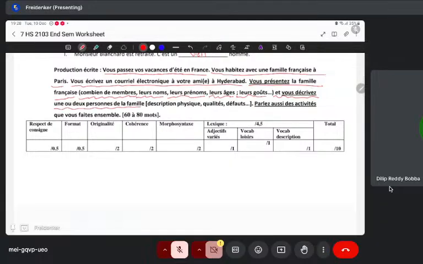So how are you supposed to describe? You have to give their physical description. What do you like about them? What are their faults? It's like now whatever we learned, you have to put into use. Also talk about the activities that you do together. So translation is this: you spend your summer vacations in France, you live with a French family in Paris, you are writing an email to your friend in Hyderabad, you are presenting the French family, and you're going to describe one or two people in the family, and you're also going to talk about the activities that you do together.